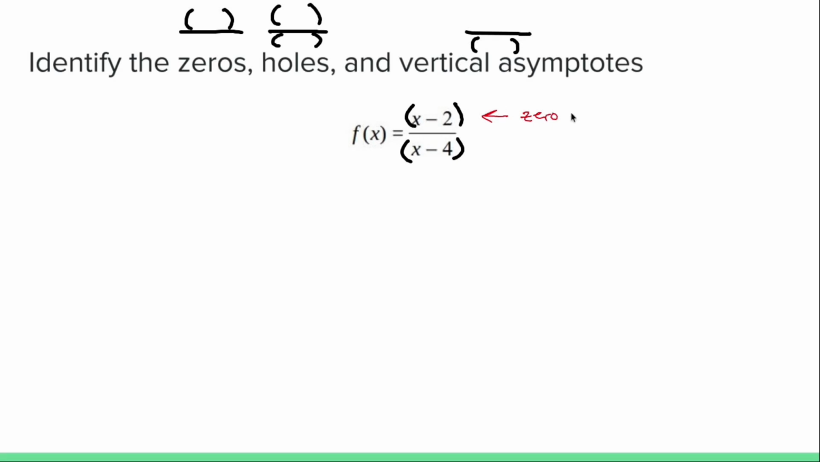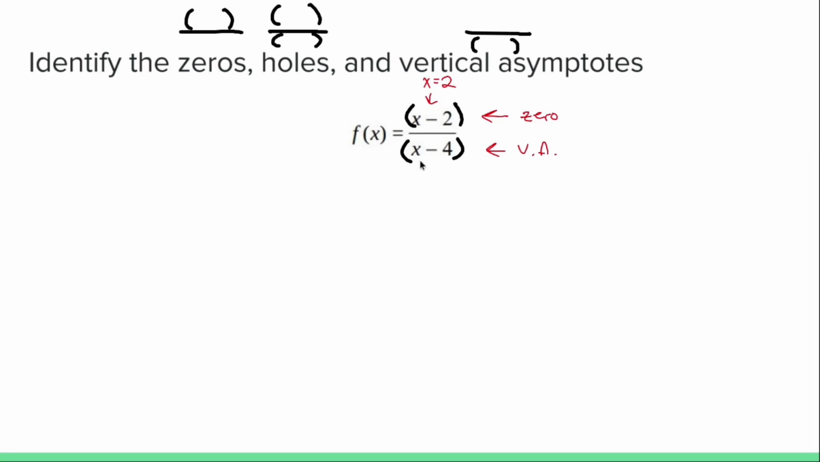And in this case, my zero is the opposite, or the number that makes this zero. So my zero is going to be x equals 2. Since I have a factor that's nothing like a factor up here, x minus 4 in the denominator, that's going to be a vertical asymptote.